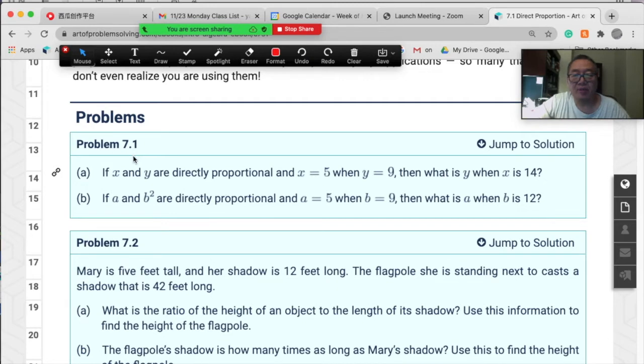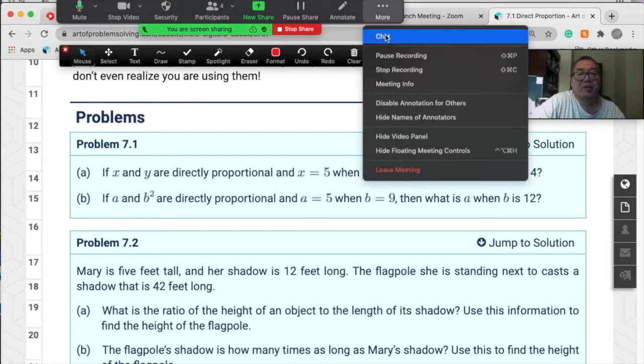Now let's see example 7.1. If x and y are directly proportional and x equals 5 when y equals 9, then what is y when x is 14? Can everybody do this? Give me an answer if you have it in the private chat. Can everybody do this on your scratch paper? Then send me your answer in the private chat.